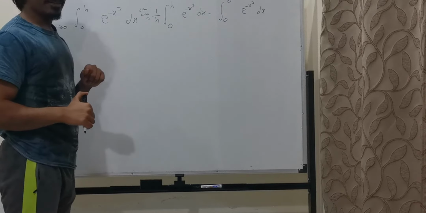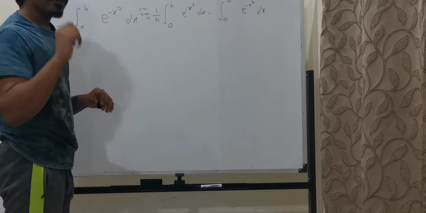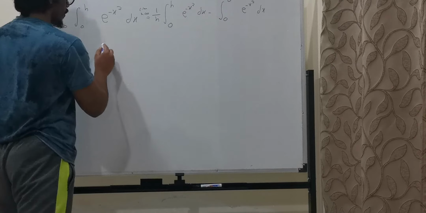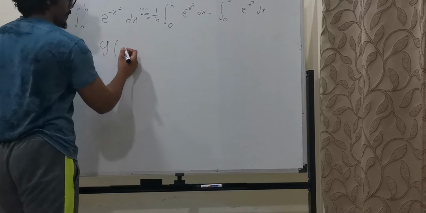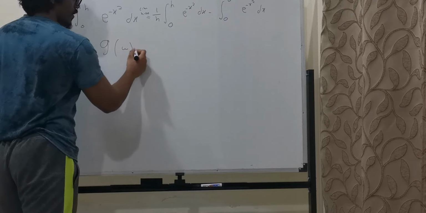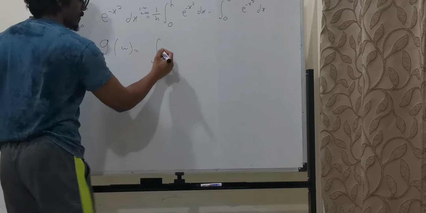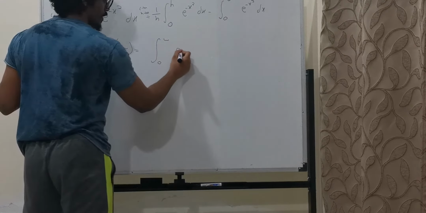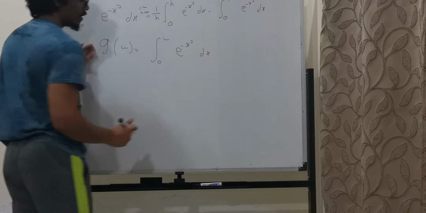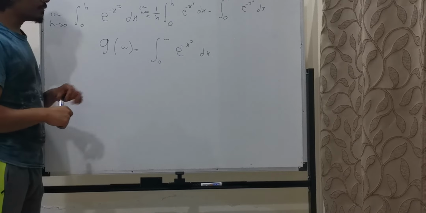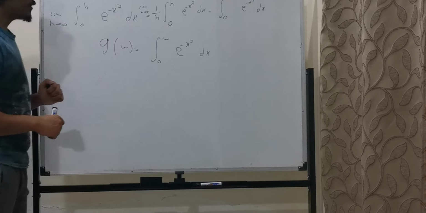This doesn't look that much easier. However, if we define a function, let's call it g of w, to be the integral from 0 to w of e to the negative x squared dx. So we define this as a new function.